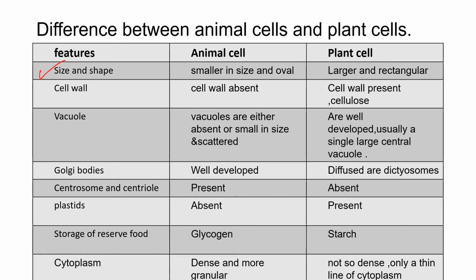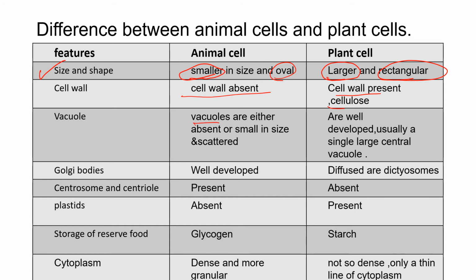Usually the animal cell is always smaller in size and the plant cell is larger in size. The shape of the animal cell is actually oval, whereas the shape of the plant cell is mostly rectangular. Now the cell wall is absent in the animal cell and the cell wall is present in the plant cell. And the cell wall is made up of cellulose.